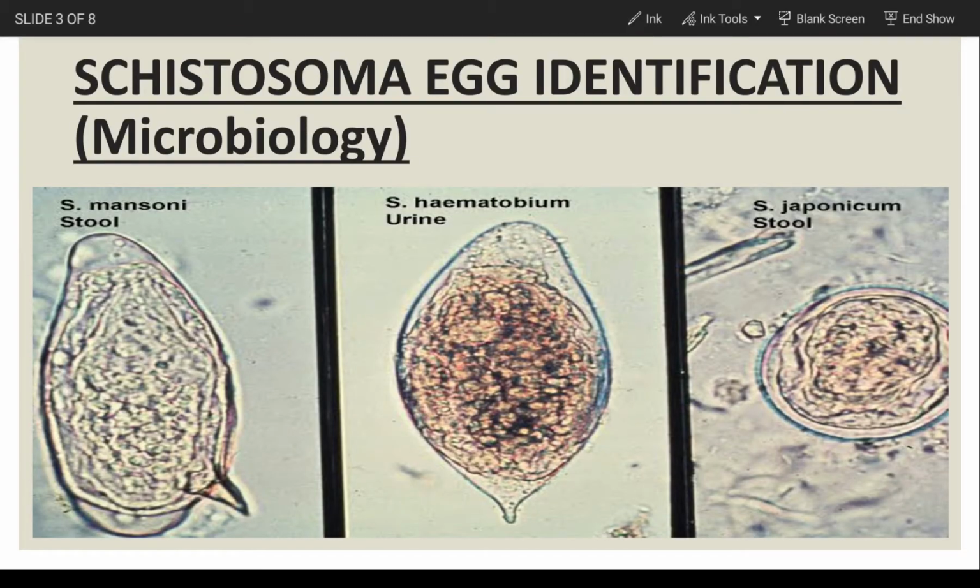First is Schistosoma egg identification. First, let us see what is Schistosoma. Schistosoma is a blood fluke, that is a trematode.